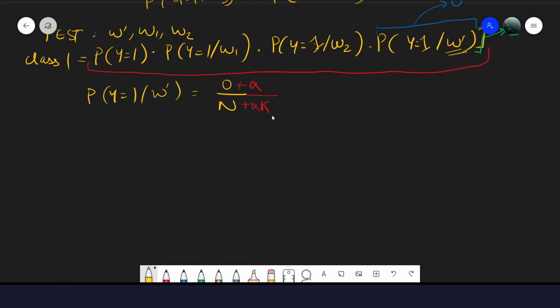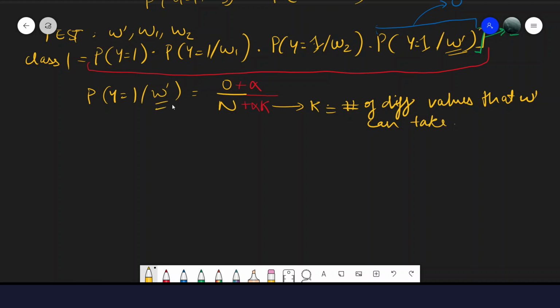So how you go about this is, k is basically, what is k? K is basically the number of different values that w dash can take. Okay. What does that mean? K in this instance will be 2, because w dash can only take two values. W dash can either be present or it cannot be present. Right? That is the value of k.